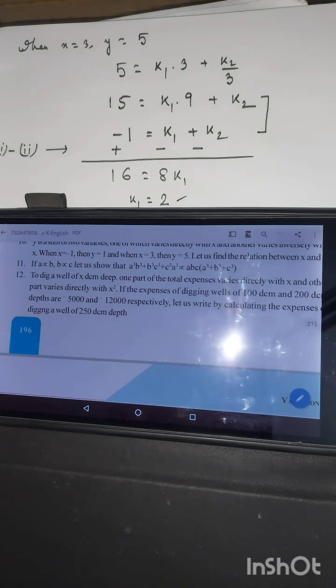I was teaching you the chapter Variation from Ganit Prakash of class 10, West Bengal Board of Secondary Education. So in this chapter, that is chapter 13, we have completed up to question number 10.